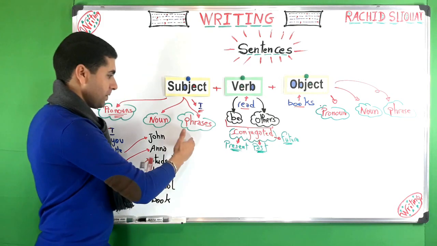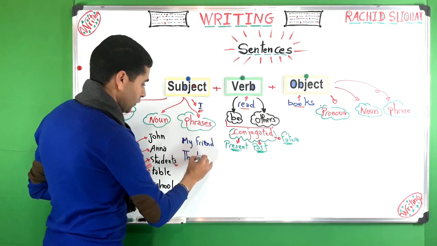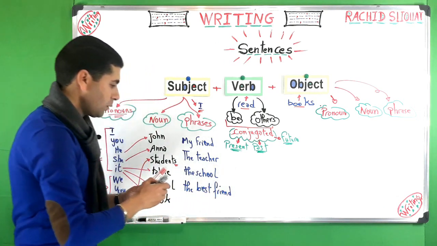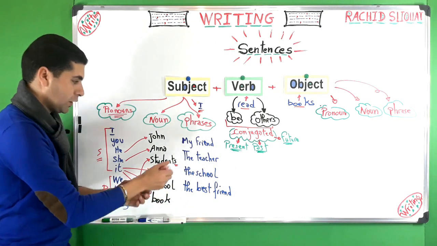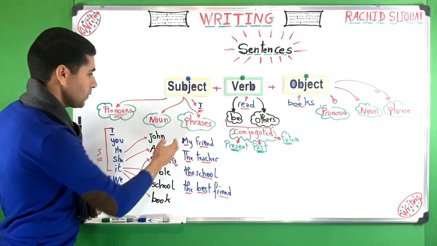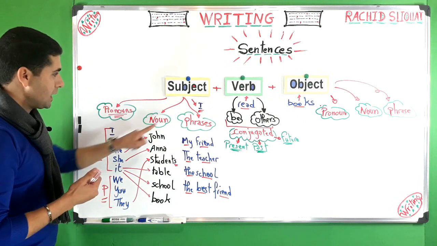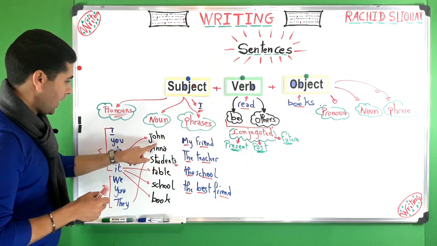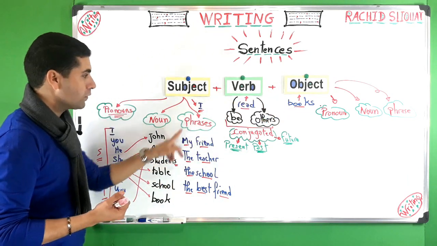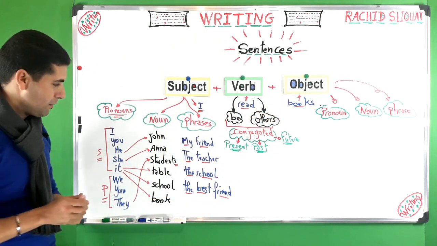Phrase, for example, it can be like my friend, the teacher, the school, the best friend, etc. So these are examples of phrases. As you can see here, a phrase is more than two words, but we don't have the verb. That's what we mean by the phrase. For example, here we can say I read books, or he reads books, or John reads books, or my friend reads books, or the teacher reads books. So the subject can be one of these things. We are going to see a very simple example.